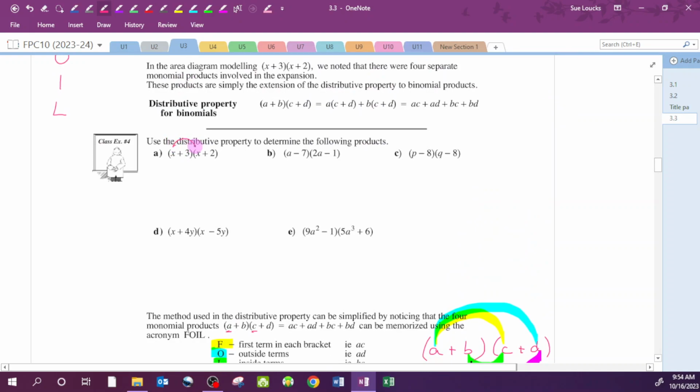So I'm going to go x times x is x squared, and then x times 2 is going to be plus 2x, and then x times 3 is plus 3x, and 3 times 2 is plus 6, and then we're going to simplify that. That's x squared plus 5x plus 6. Okay?